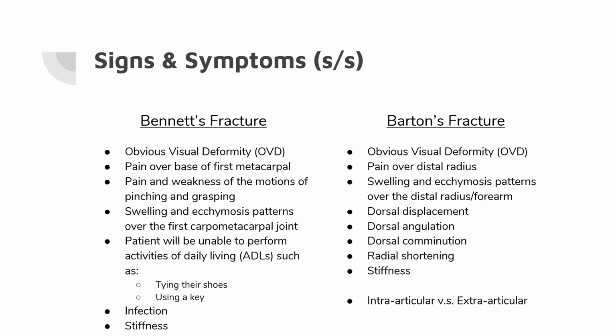In Barton's fracture, obvious visual deformity is a key sign, as well as pain over the distal radius, swelling and ecchymosis patterns over the distal radius and forearm, dorsal displacement, angulation, and comminution, which is where the bone splinters and breaks into many different little pieces, as well as radial shortening, stiffness, and you have to be aware of intra-articular versus extra-articular fractures.